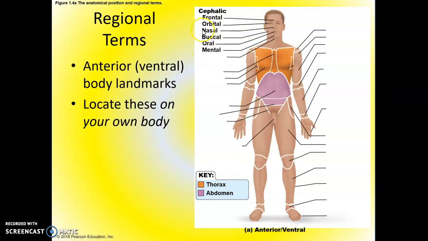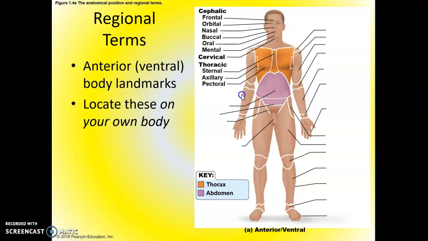Looking at the front, we start off with a cephalic region that refers to head. You've got frontal, which is forehead, orbital, which is eyes, nasal, which is nose, buccal, which is cheeks, oral, which is mouth, and then mental, which is the chin. Down below that, we have the cervical, which refers to the neck. And then continuing on, we've got thoracic, which includes sternal, axillary, which is the armpits, and pectoral. All of those are the thoracic region of the body.